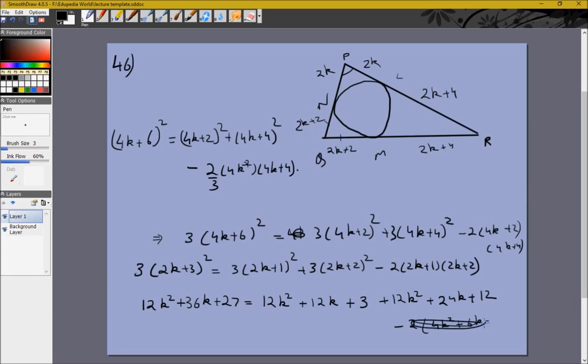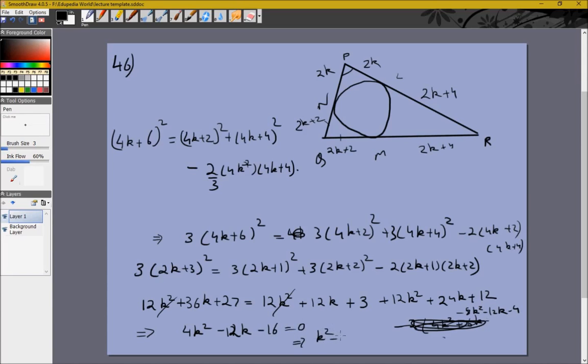So minus 8, minus 8k square minus 12k minus 4, which means 12k square cancel. So we are left with 4k square, 2k, 12k, 24k is 36k minus 12k is 24k minus 36k is minus 12k, and 3 and 12 is 15 minus 4 is 11 minus 27 is minus 16.